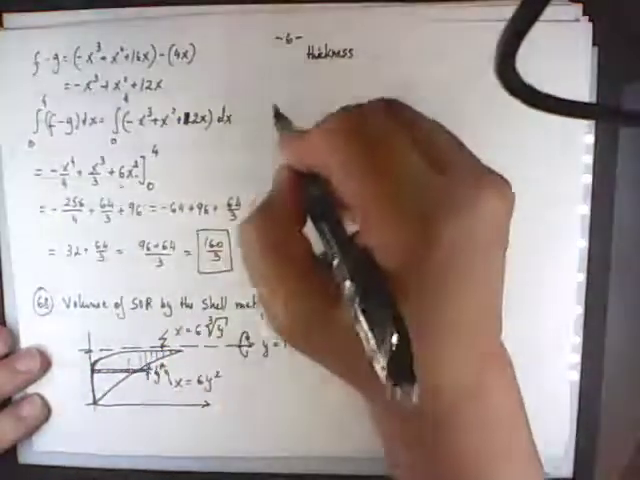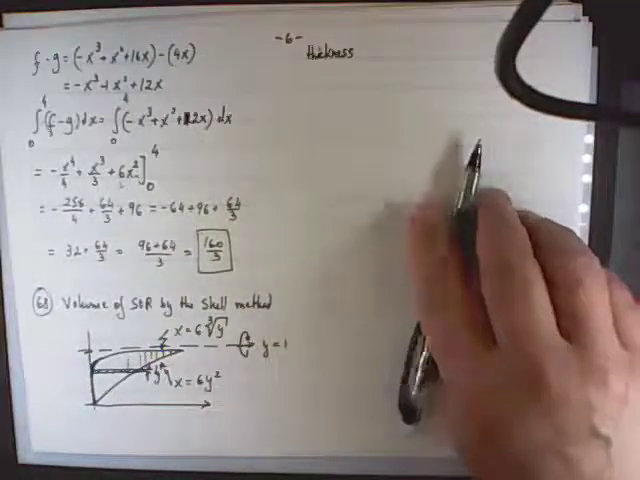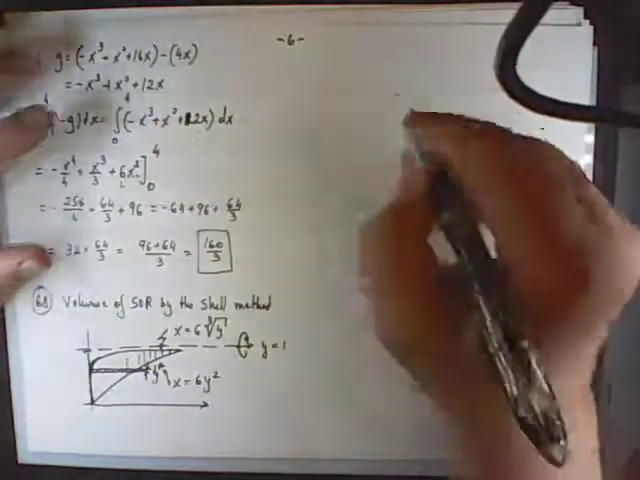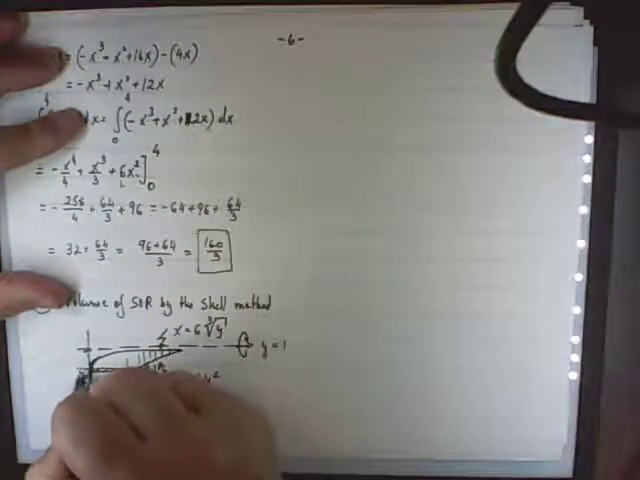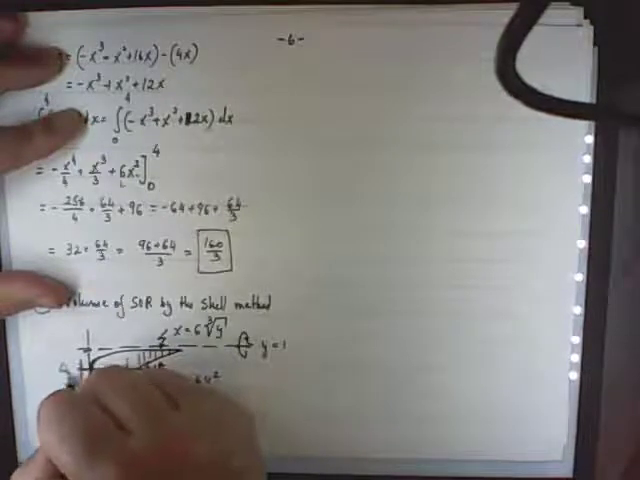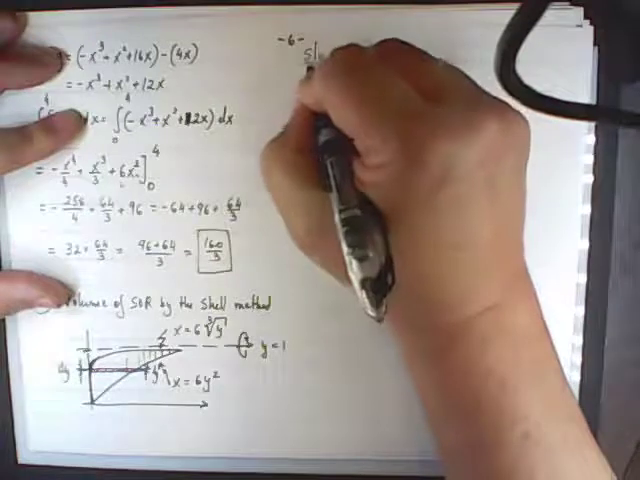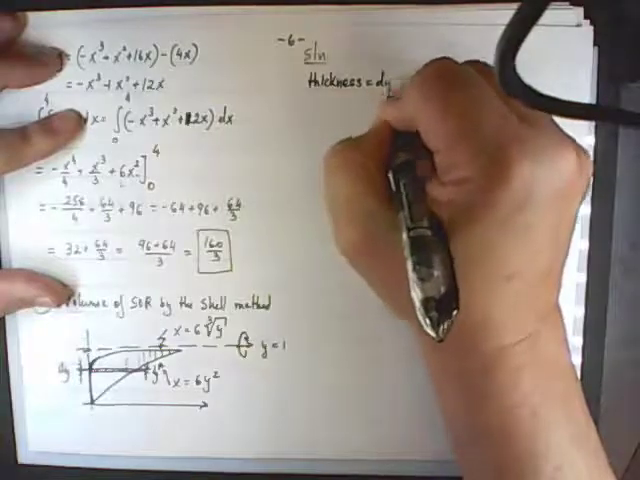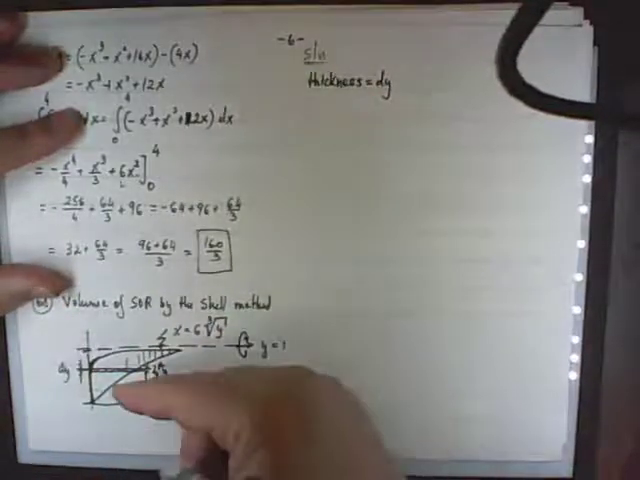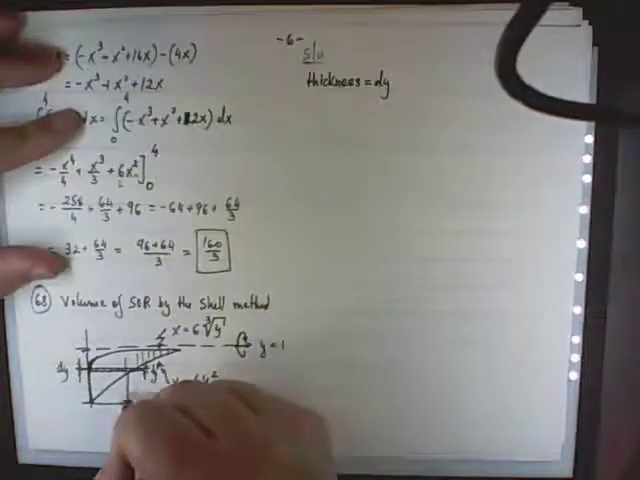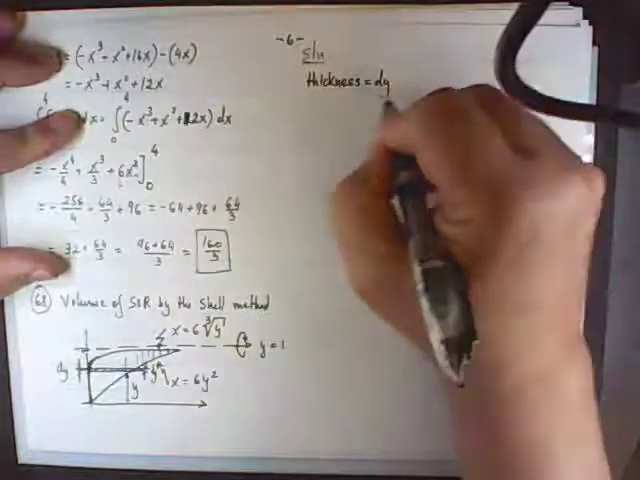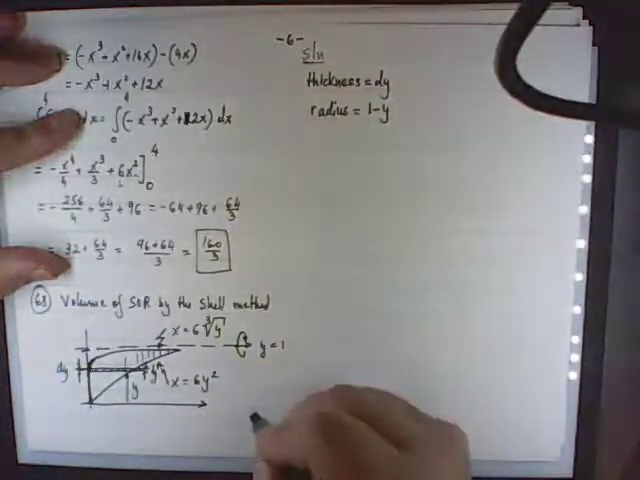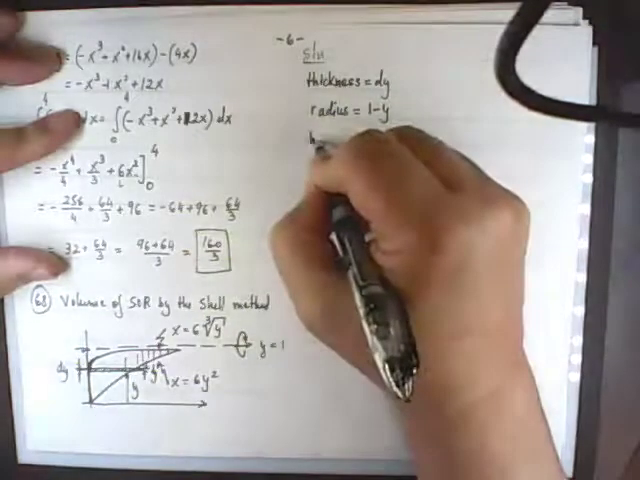So the solution. Let's write the solution here. The most important decision is the thickness, so dy. Radius will be what? If this is y, the radius will be 1 minus y. Does it make sense so far? Yes. And the height will be the difference.